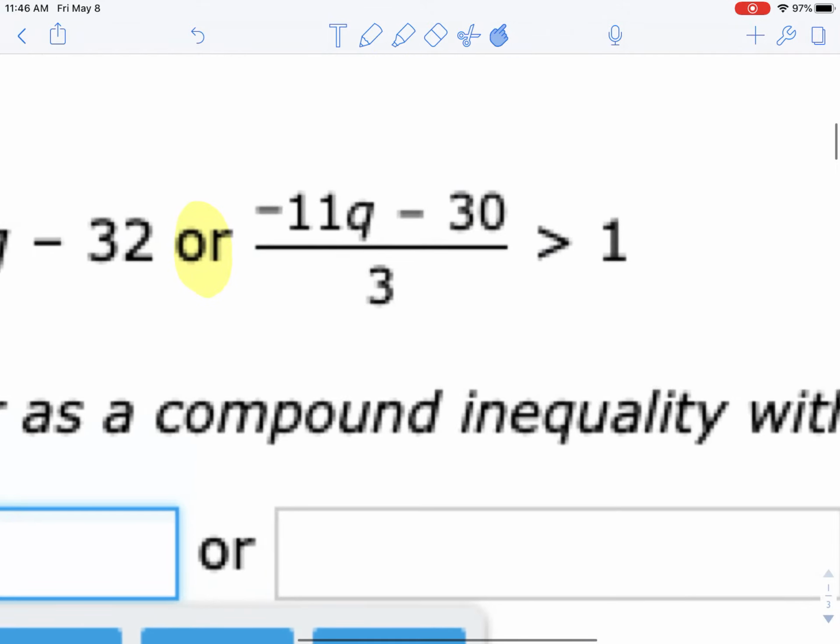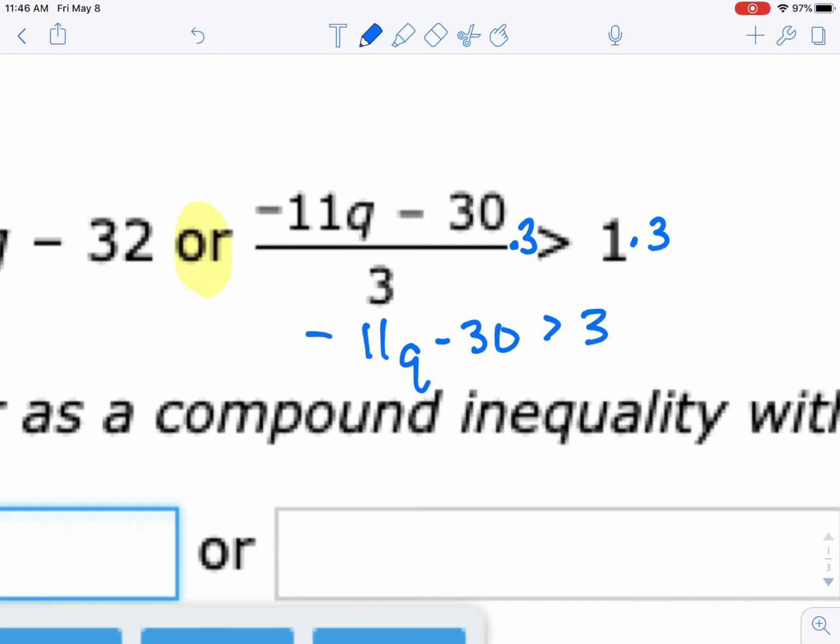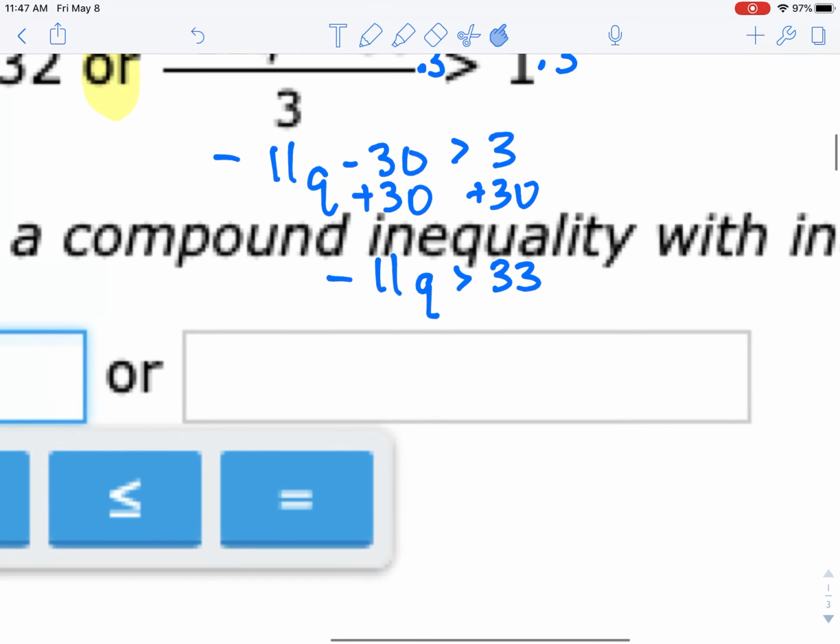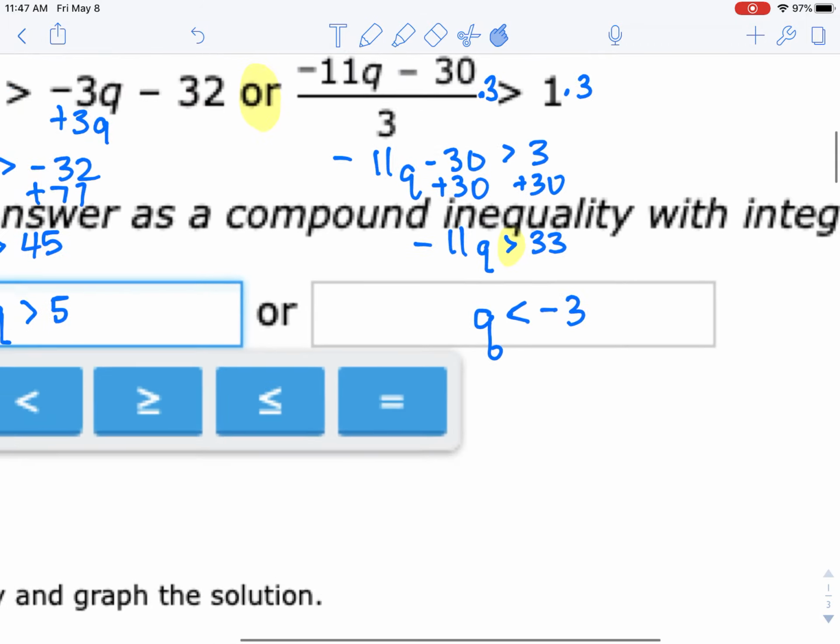And then on this side, multiply both sides by 3. Add 30. But now we're dividing by a negative. And when you divide by a negative, you have to change your sign. So this would be q less than negative 3.